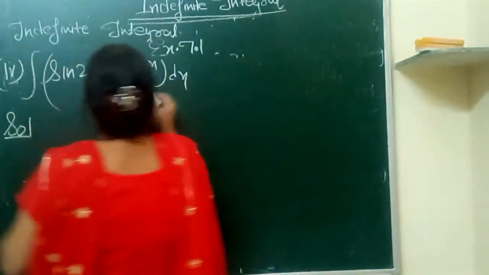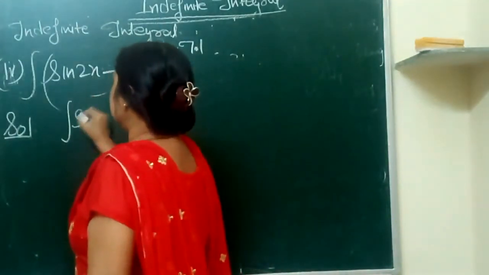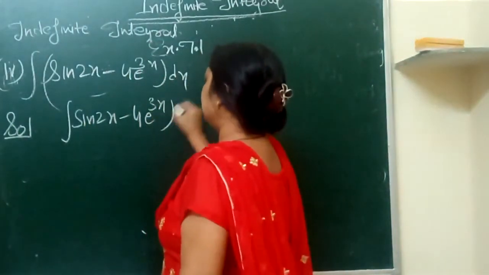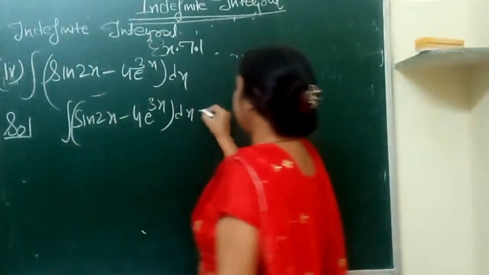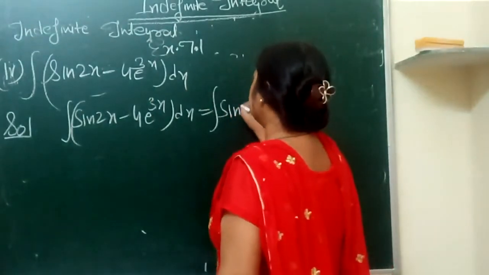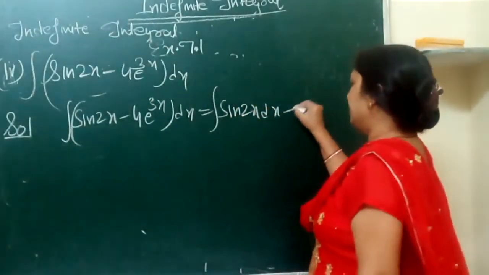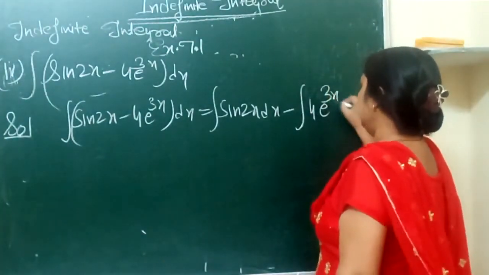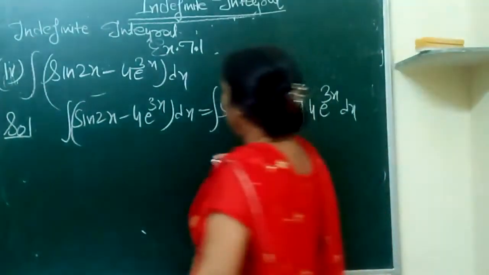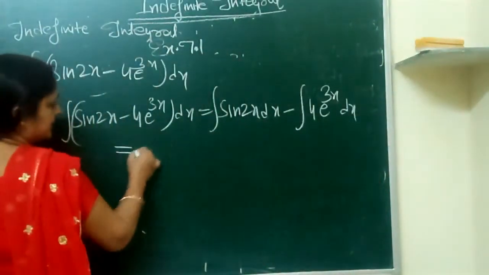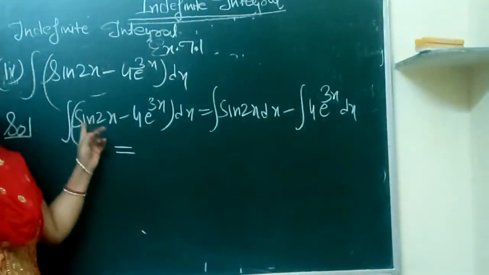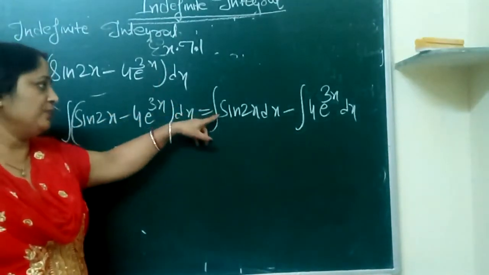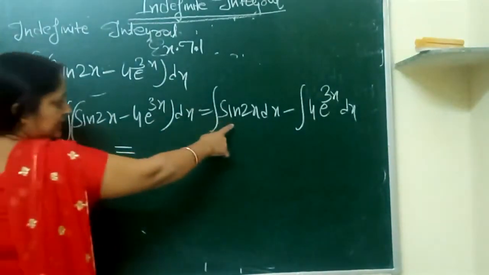First of all, we will separate this term. Sin 2x minus 4e raised to power 3x dx is here. We will separate the term. It will come integration of sin 2x dx minus integration of 4e raised to power 3x dx. After that we are using the formula, integration of f(x) plus g(x) dx, as I told you at the start. After that we will find the integration of this term.